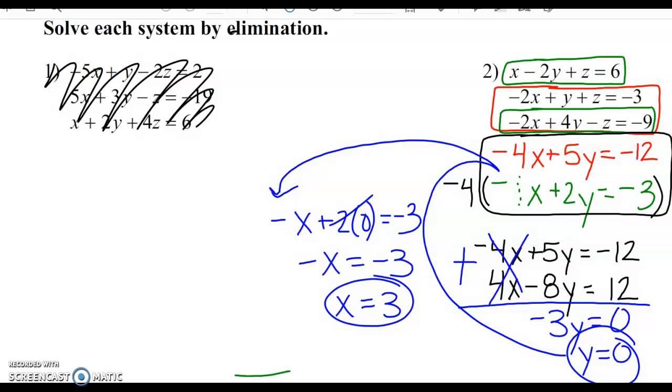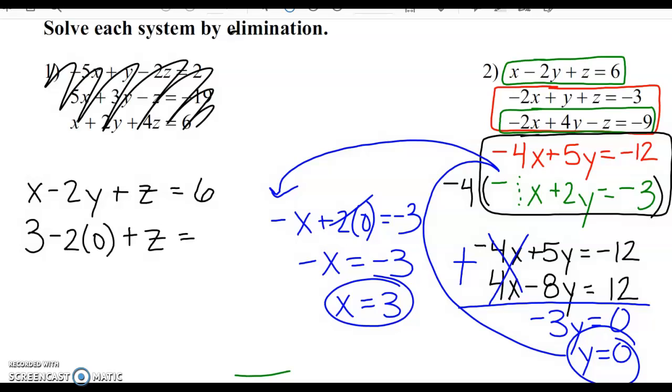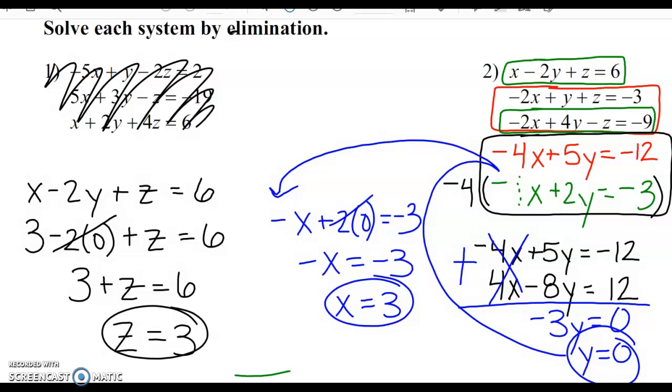Now, the last step, which is the other new step, now that I know 2 of the values, I would go back and pick an equation that has 3 variables. So I'm going to go, I don't know, with the top one. So we have x minus 2y plus z equals 6, just rewriting it so you can see it. So I'm substituting in x is 3 minus 2 times y is 0 plus z equals 6. So I'm really at 3 plus z equals 6. So when I subtract 3, I find out that z is 3.